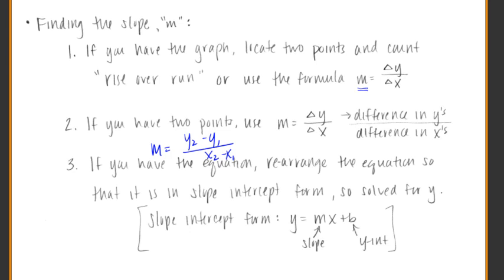It's just, if you choose to subtract the y values going from first to second, then make sure you do the same thing with the x's from first to second. Or if you want to go from second to first in the y's, then go from second to first in the x's. It really doesn't matter. The key is that you're taking the difference. You're subtracting the y values on top, and you're subtracting the x values on the bottom.